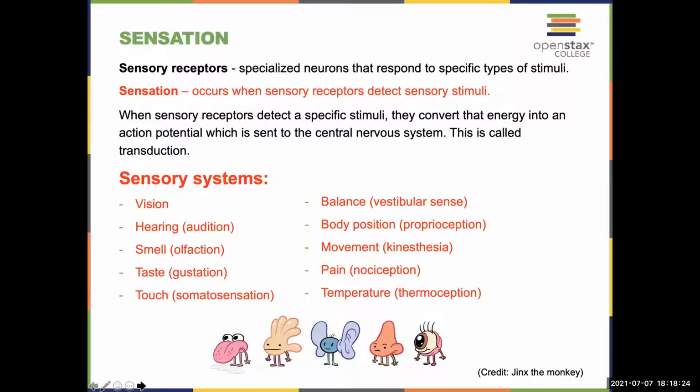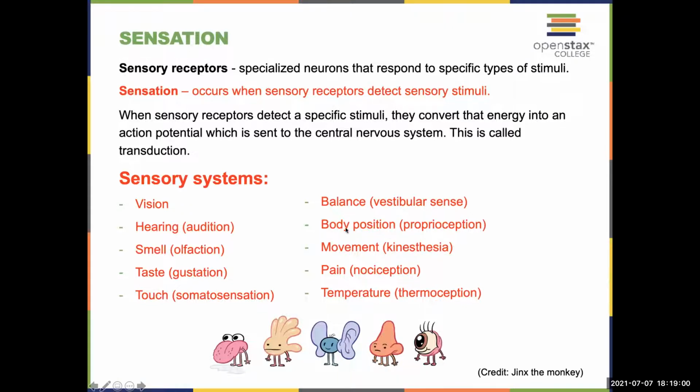Here we have the different sensory systems, right? So we have vision, we have hearing. And so when you hear the word audition, that's hearing, right? So not trying out for a play, but audition as in hearing, right? And then smell, which is olfaction, taste, which is gustation, touch, which is somatosensation. Then you have balance, which is your vestibular sense.